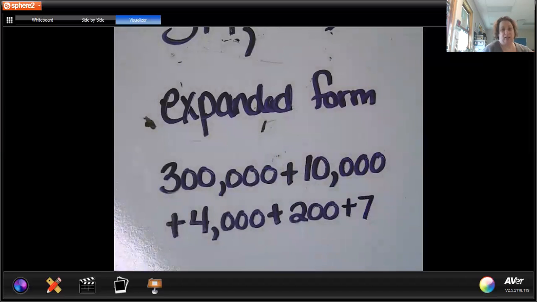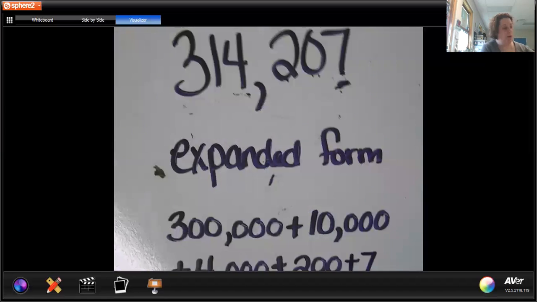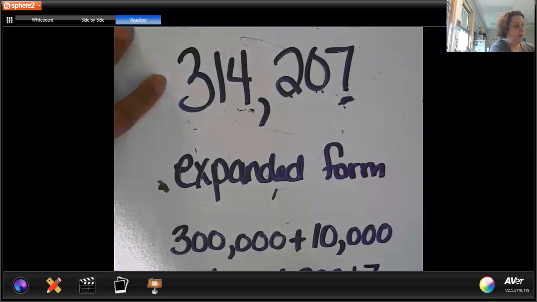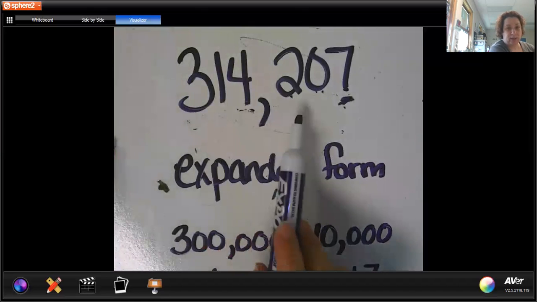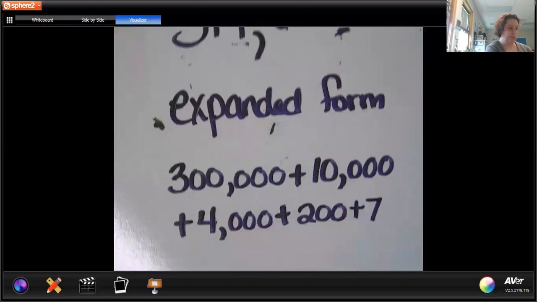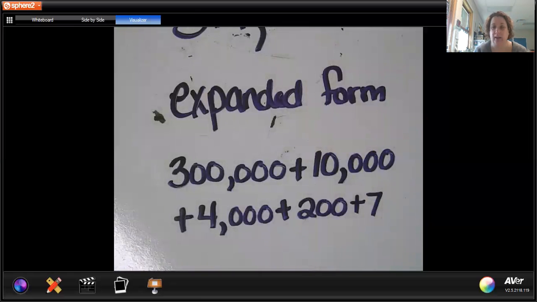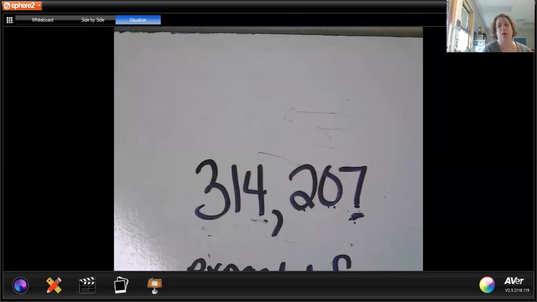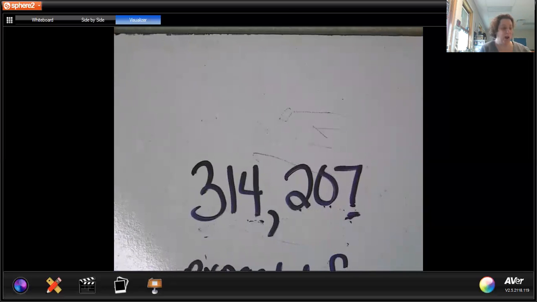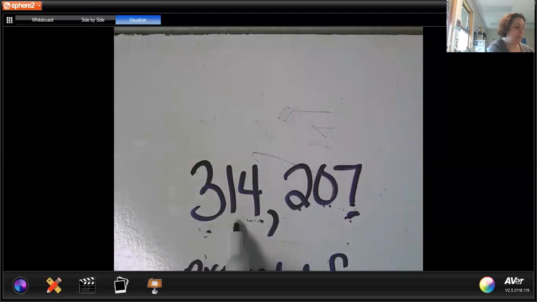So that is my expanded form for this number. So the number is 314,207, and I would write it this way: 300,000 plus 10,000 plus 4,000 plus 200 plus 7. What I noticed that you are doing in your assignments that you've been turning in to me is you're only doing part of the expanded form. You have to make sure that you do every digit separately.